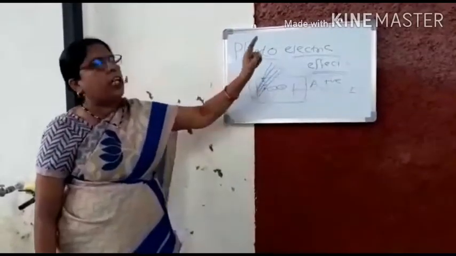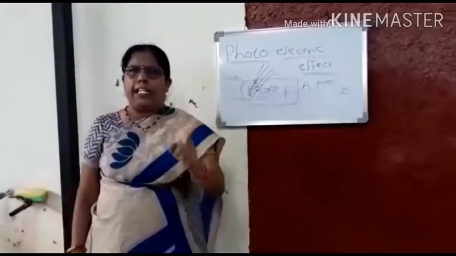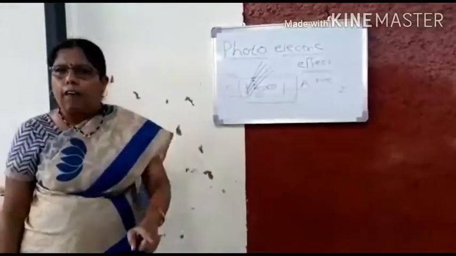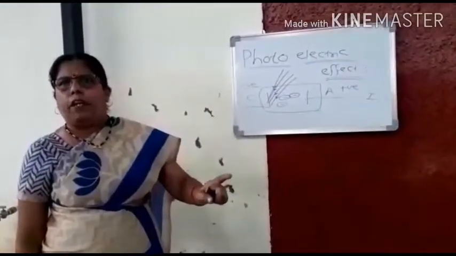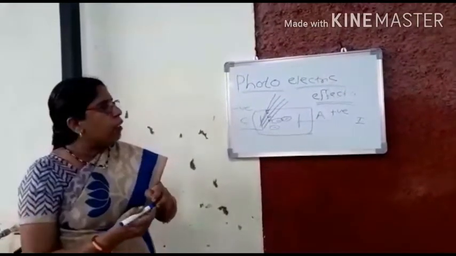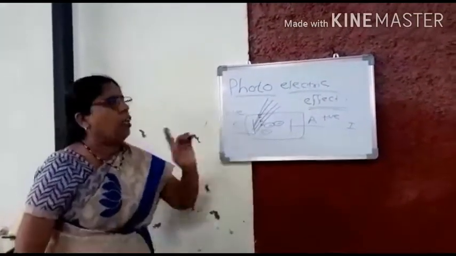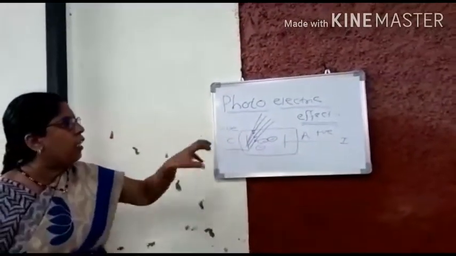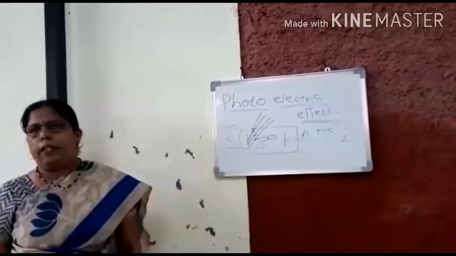This means the photoelectric effect depends upon light. This light may be monochromatic, polychromatic, ultraviolet or any type of white light. But this light must fall on the surface of the cathode. Then there are certain conditions. Under what conditions does the photoelectric effect happen?